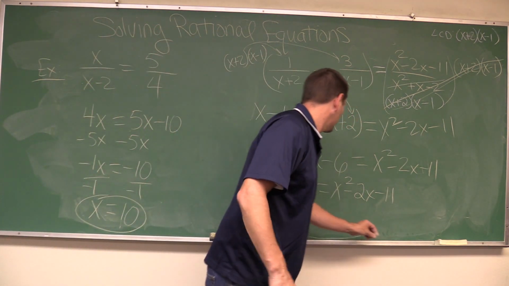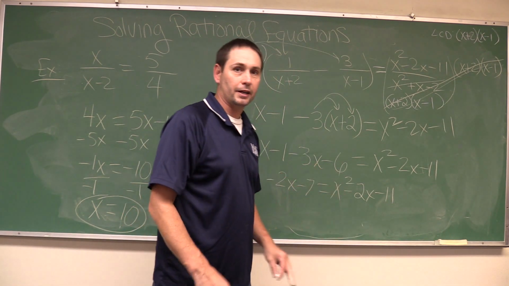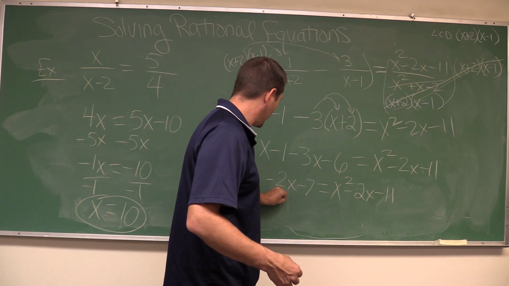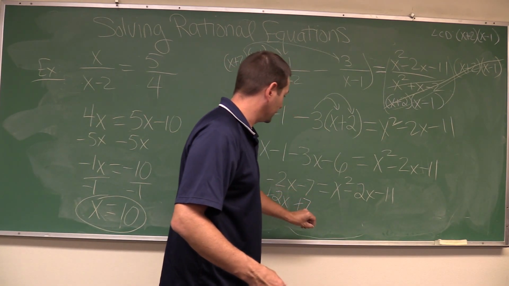Now I need to get everything on one side, since it's quadratic, get one side set equal to 0, and solve. So I'm going to have to add 2x and add 7 to each side.